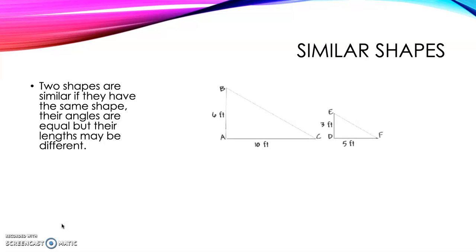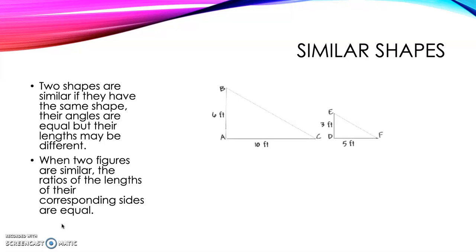Two shapes are similar if they have the same shape. Their angles are equal, but their lengths of the sides may be different. When two figures are similar, the ratios of the lengths of their corresponding sides are equal. So we need to find which sides are corresponding. We can see that this side should be the corresponding side for this, the base with the base, and the hypotenuse with the hypotenuse. We set up our ratios and check if they're equal.